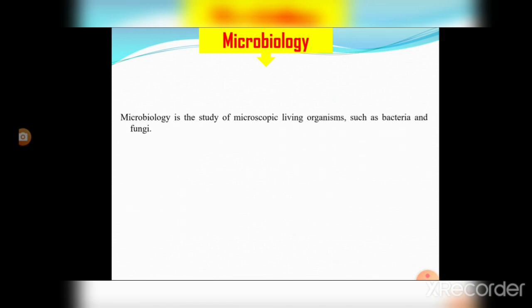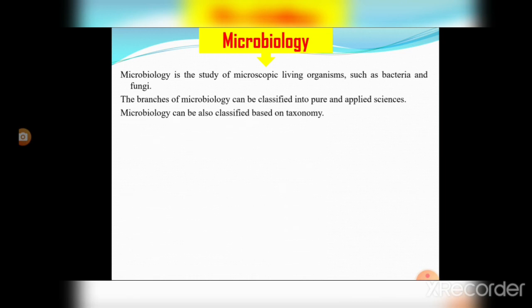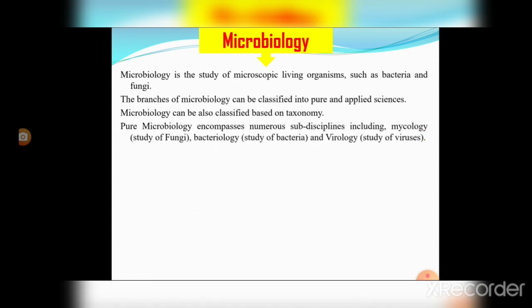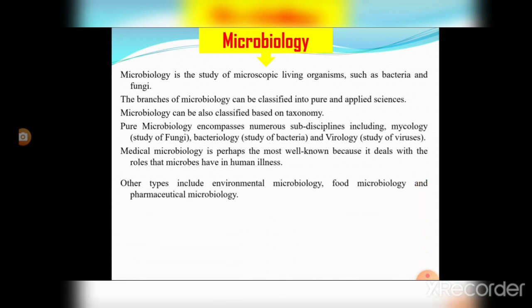First we are going to understand what is microbiology. Now microbiology is the study of microscopic living organisms such as bacteria and fungi. The branches of microbiology can be classified into pure and applied sciences. Microbiology can be classified based on taxonomy. Pure microbiology encompasses numerous subdisciplines including mycology, bacteriology, and virology. Medical microbiology is perhaps the most well known because it deals with the role that microbes have in human illness.